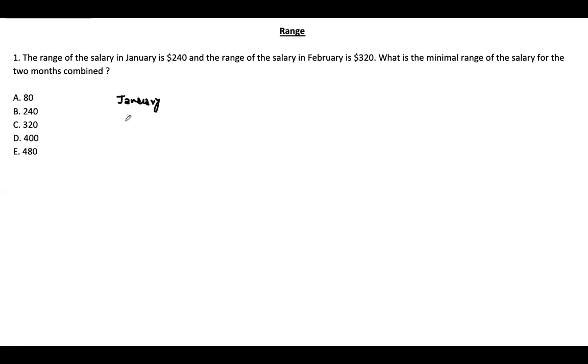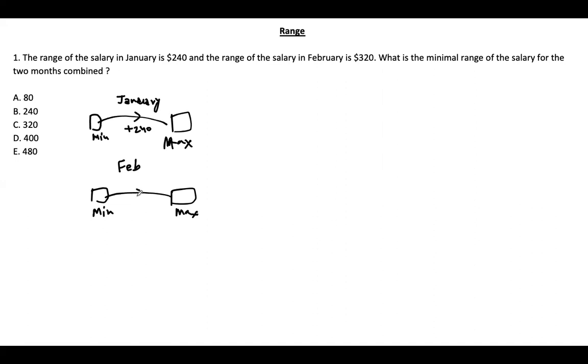The range of salary in January is $240. Okay, so whatever the minimum value is and whatever the maximum value is, the difference is what? $240. And the range of salary in February is 320. So what's the difference? 320. Okay. What is the question asking? The minimal range of the salary for the 2 months combined.